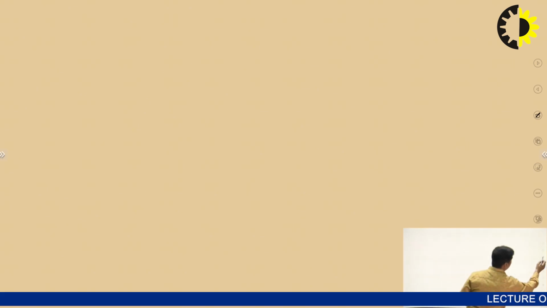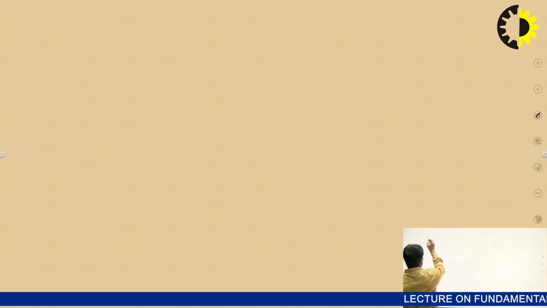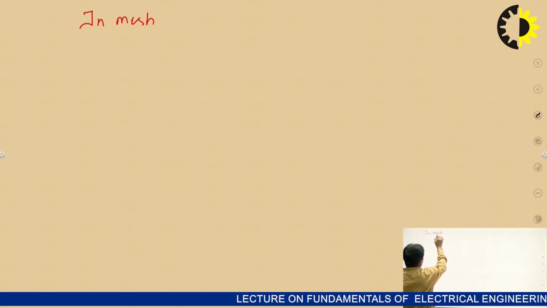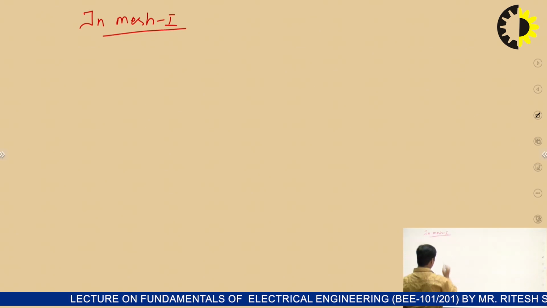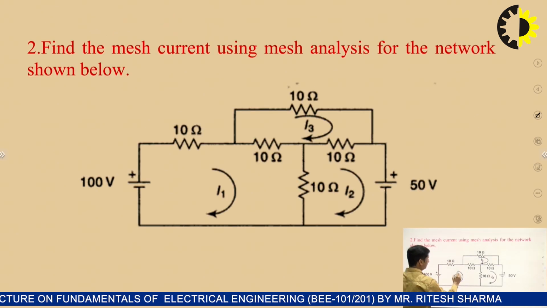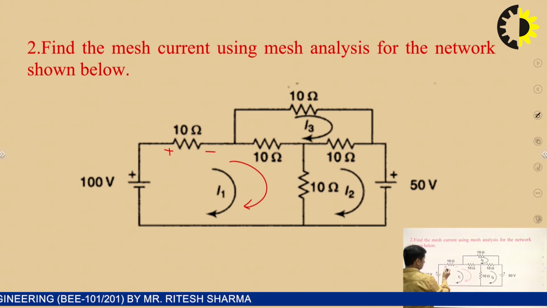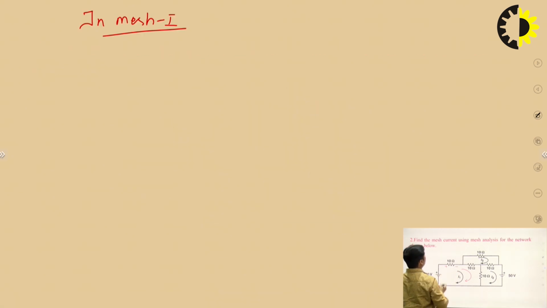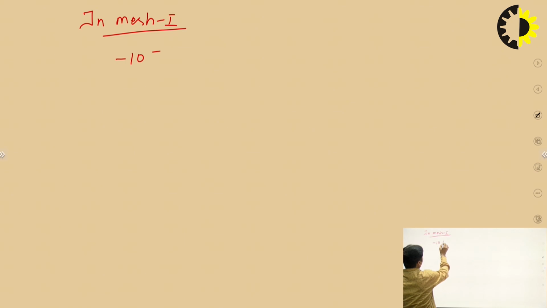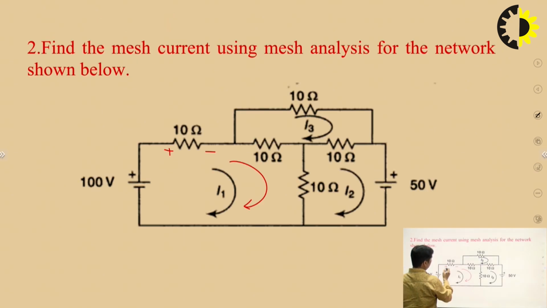So we have three meshes. Let us take mesh number 1. This is mesh 1. The current I1 is flowing, and we have considered the current in the clockwise direction. This is plus, this is minus, so a voltage drop is taking place actually. So the equation will be minus 10 I1, since I1 is the current flowing through this.